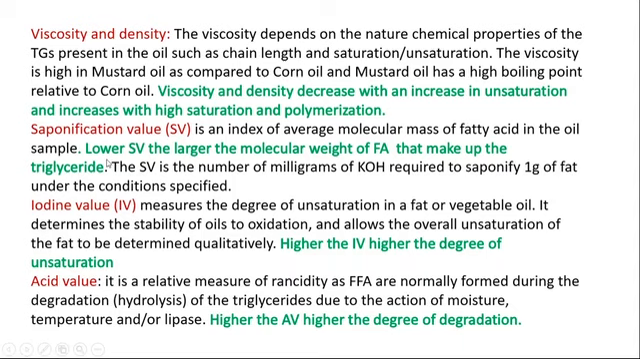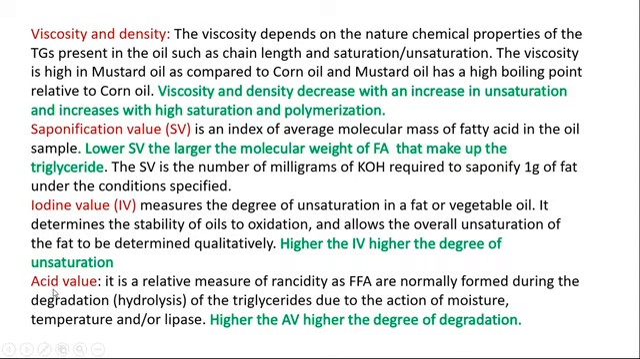SAP value, saponification value, is an index of the mass of the fatty acid, and a lower SAP value tells you that you have larger fatty acids that make up the triglyceride. Iodine value gives you information on the degree of unsaturation of the fat. The higher the iodine value, the higher the degree of unsaturation. So if you take, for example, oleic acid, take for example olive oil, you will find that the iodine value of olive oil will be much higher than the iodine value of coconut oil.